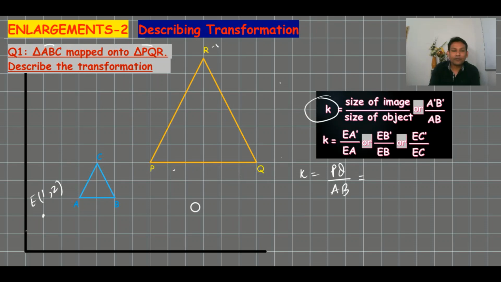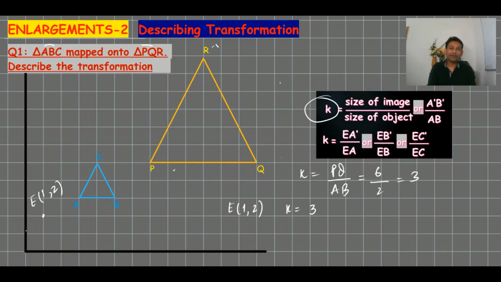Even you can write RQ, but I cannot find the distance RQ in the grid. We can find it by using the distance formula or Pythagoras theorem, but this is easier. You can even take the height of the triangle, but I think PQ divided by AB is enough. PQ distance is 1, 2, 3, 4, 5, 6. And here it is 1, 2. This is 2. The answer is coming 3. So now what we have got is that the center of the enlargement is 1, 2 and the scale factor is 3. Now we have to decide, is it plus 3 or minus 3?